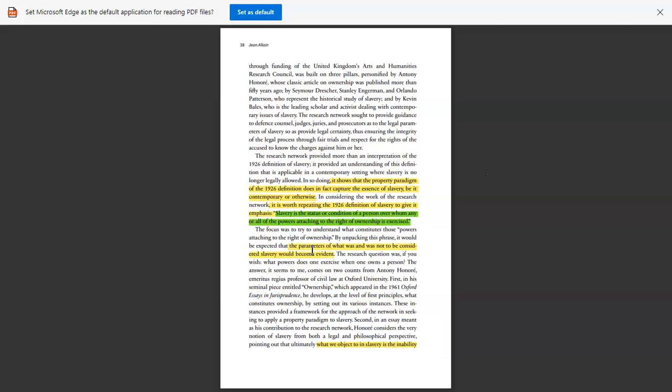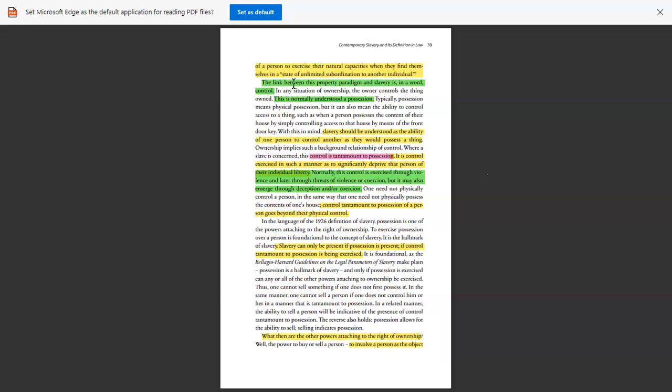The parameters of what was and was not to be considered slavery should become evident as we go through this. Ultimately, what we object to in slavery is the inability of a person to exercise their natural capacities when they find themselves in a state of unlimited subordination to another individual.